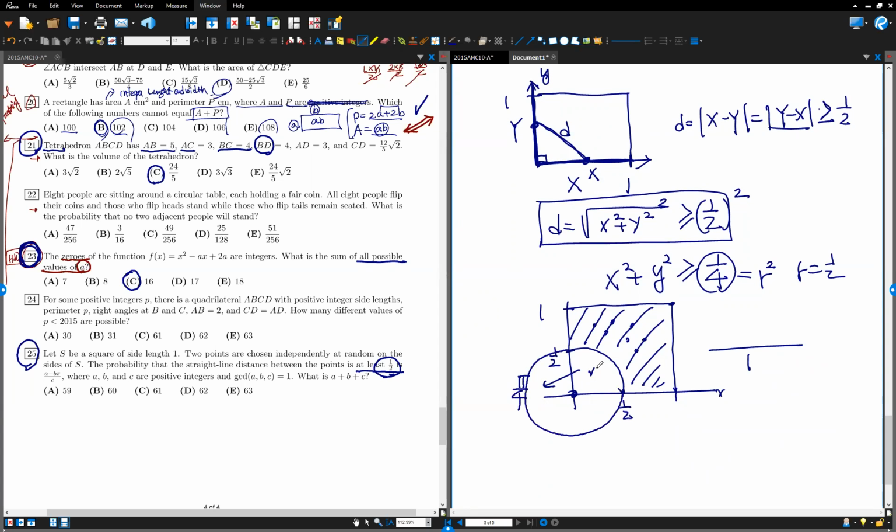That is a circle. 1/4 over here times 1/4, pi over 16, right? But we take off this one. So 1 minus pi over 16. That's the probability over here. Okay? That's the probability. This probability is 1. That's the second one.